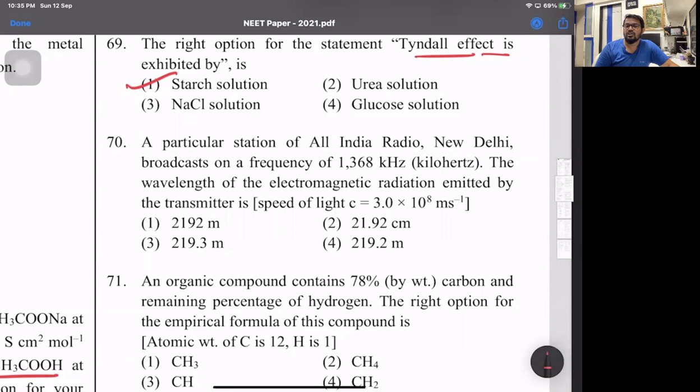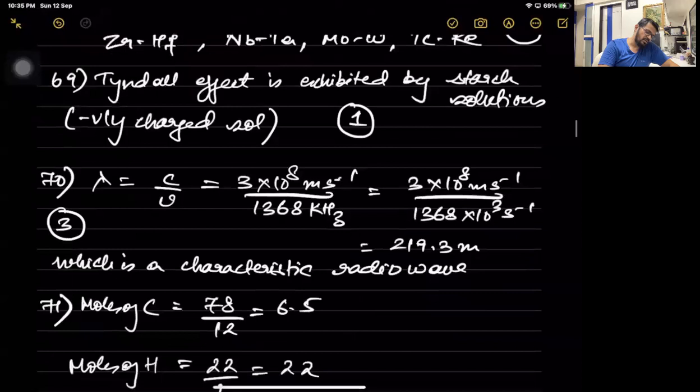A particular station of All India Radio has a frequency of 1368 kilohertz, and the wavelength lambda has to be found out, whereas they have given c over there. Direct substitution in the formula. The kilohertz part you convert into hertz, and one hertz is one CPS, that is cycles per second. So for the 70th, if you see, lambda is c by nu.